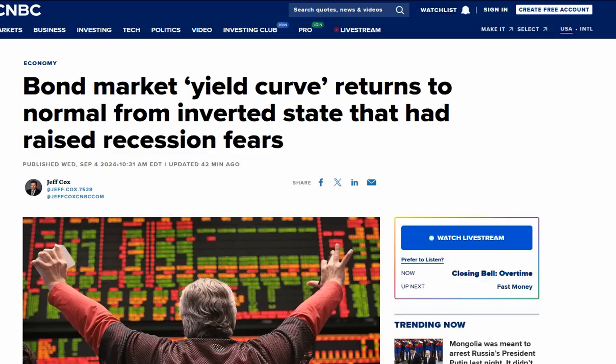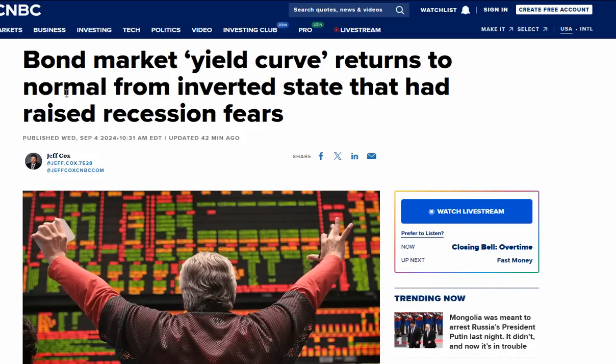The financial media is trying to tell us how wonderful this is. The bond market yield curve returns to normal from the inverted state that had raised recession fears. It's going back to normal. Have the soft landing that people on the financial channels have been telling us. And again, it's not going to end well. It's going to end with the recession. We're going to have another financial crisis. Oh, this is so positive for the markets.